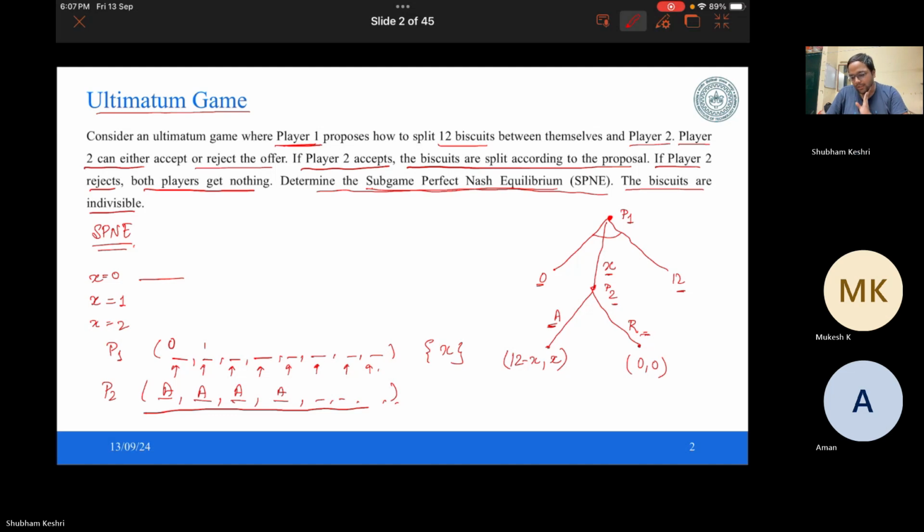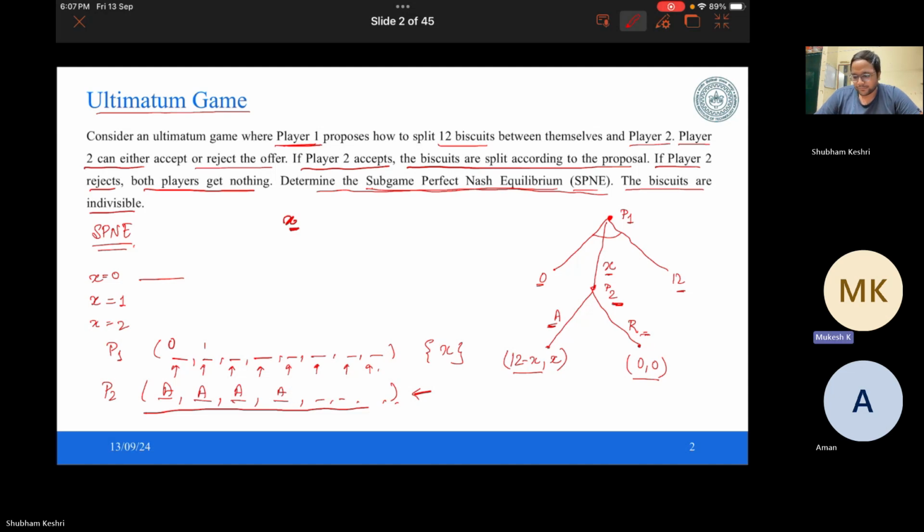All right? So could you find the best response of player 2 given x? So given x, what should be the best response of player 2? Or on the other end of this question, you can ask what are the different strategies you should consider to find the subgame perfect Nash equilibrium of this game.